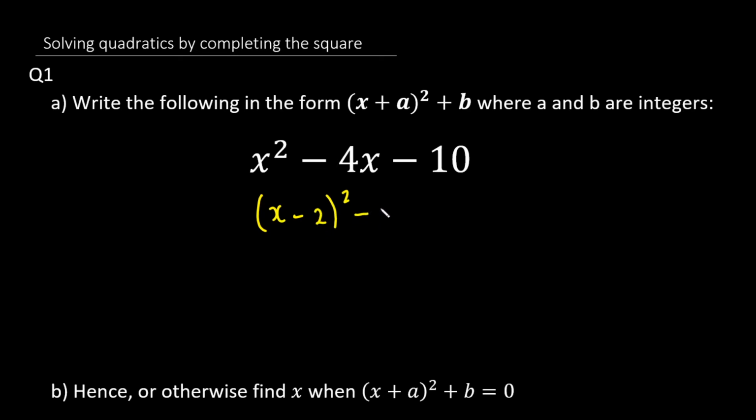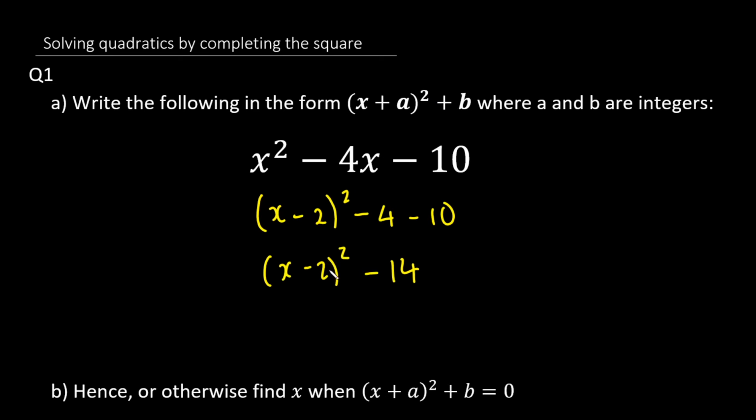So 2 squared is 4. I'm then going to bring down this minus 10 here. And for the last part, I'm just going to simplify this minus 4 minus 10. So we're going to have x minus 2 squared. Minus 4 and minus 10 gives us minus 14. And there you have it. You've written this quadratic expression in the form of x plus a squared plus b.